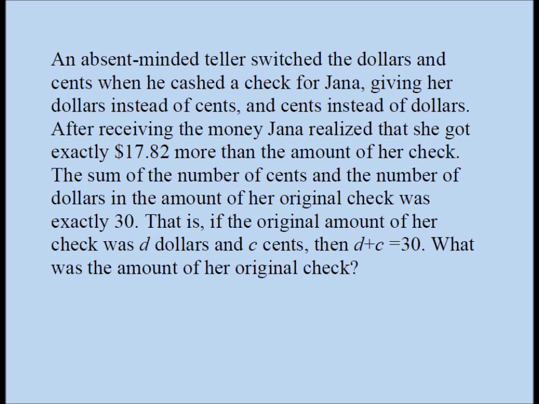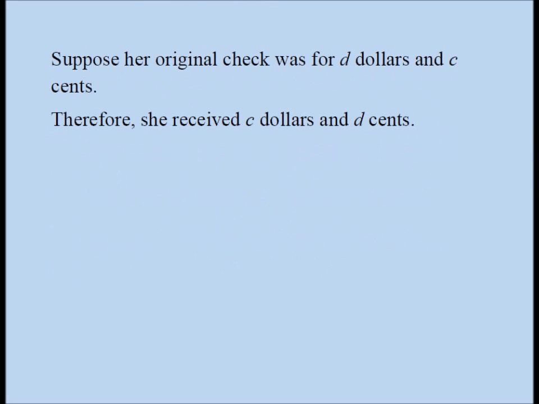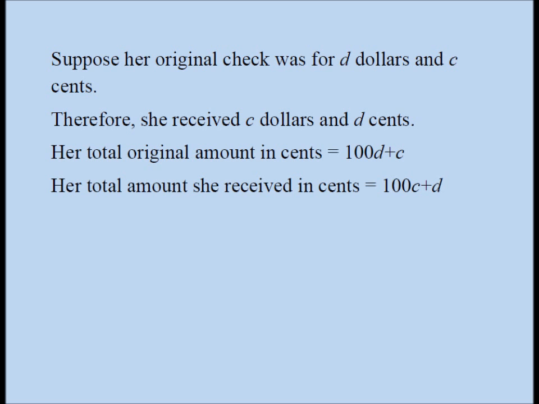This is an algebraic problem, and when we solve an algebraic problem, we first try to define our variables. And this is how we are going to define our variables. Let's say her original check was for D dollars and C cents, and the amount she received was C dollars and D cents.